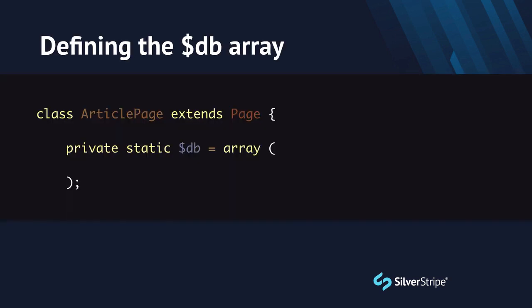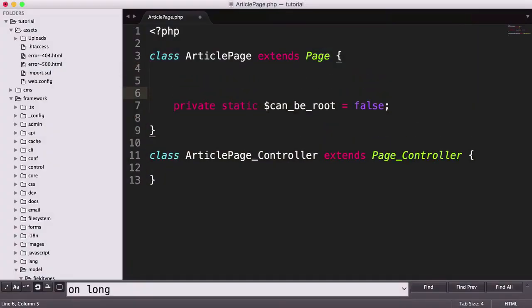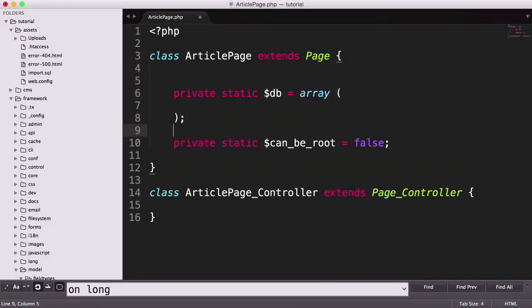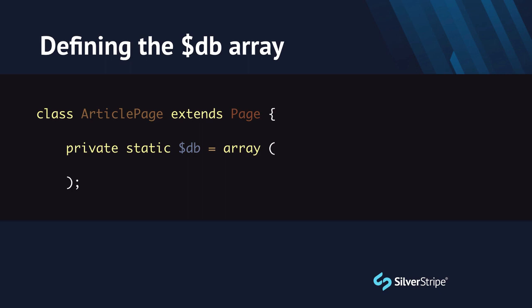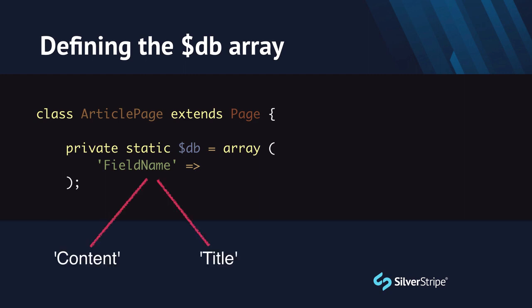We'll call it db, and just set it to an empty array for now. The db array is the cornerstone of data modeling in Silverstripe. Its function is pretty simple. It maps a field name to a field type. So the keys of the array are going to represent the variables that you can invoke on the object, such as content, title, etc. And the values of the array are going to be the field type.